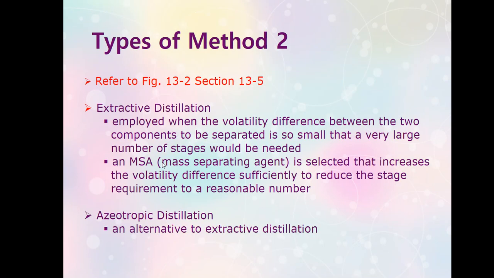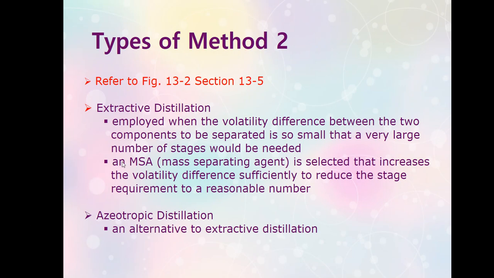Now, under type 2, you can refer to section 13-5 of your handbook for this. We have extractive distillation and azeotropic distillation. Under extractive distillation, this is employed when the volatility difference between the two components to be separated is so small that a very large number of stages will be needed when designing the column.